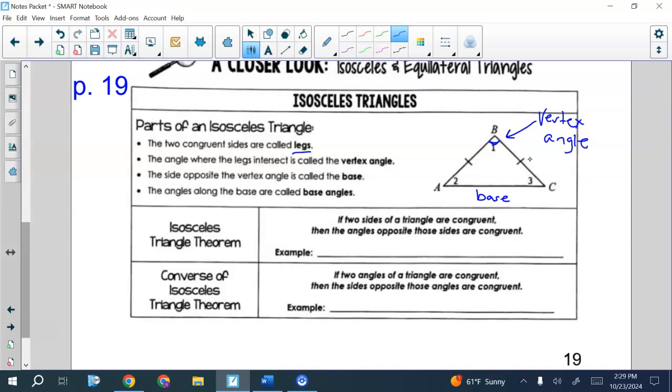And then the angles along the base are called the base angles. So angle A and angle C would be the base angles. So A and C, your base would be AC. The vertex angle would be angle B. And then the legs are AB and BC.